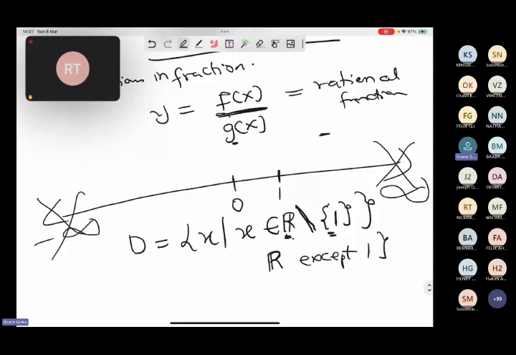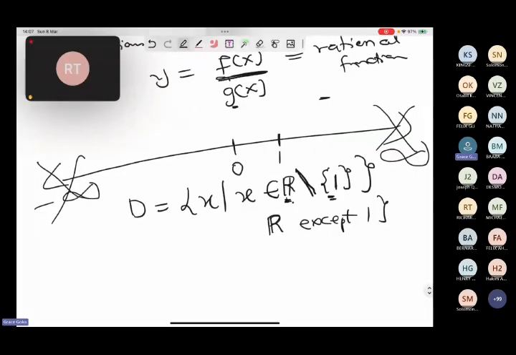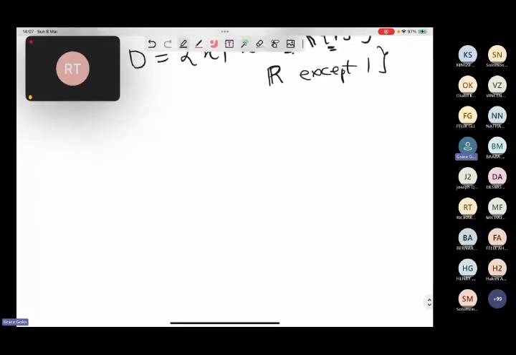That is why here I have put 1 in curly brackets. If you put a number in curly brackets, it becomes a set. I cannot just write real numbers minus 1. This is wrong. You cannot subtract a number from a set. So let's look at an example, and then we'll also see the strategy here.